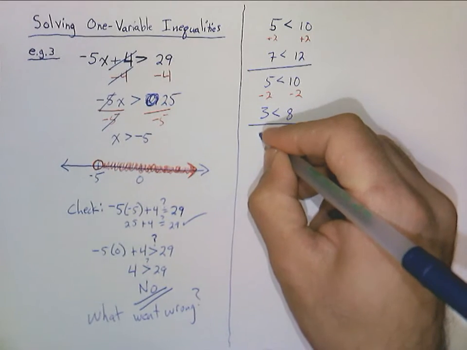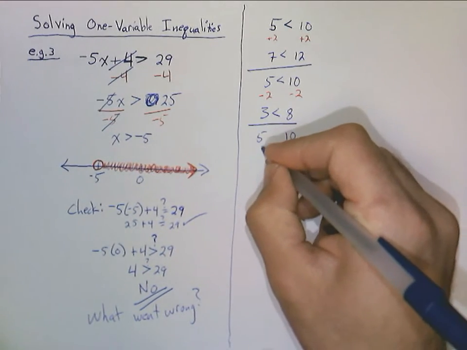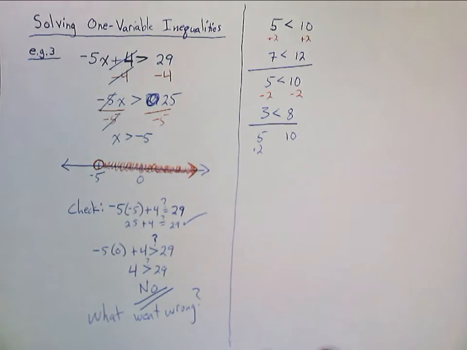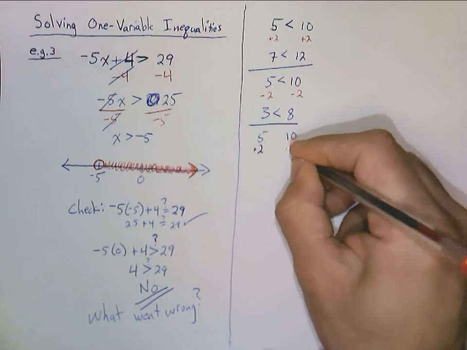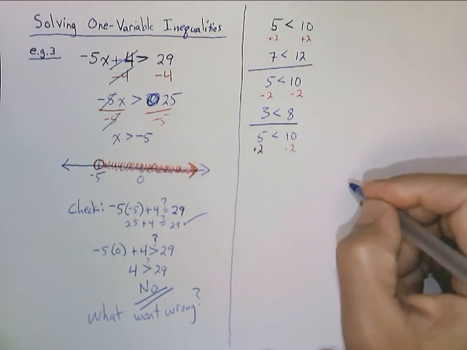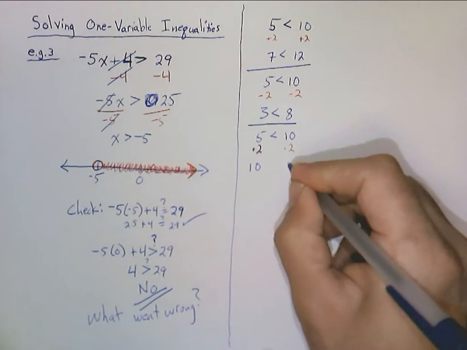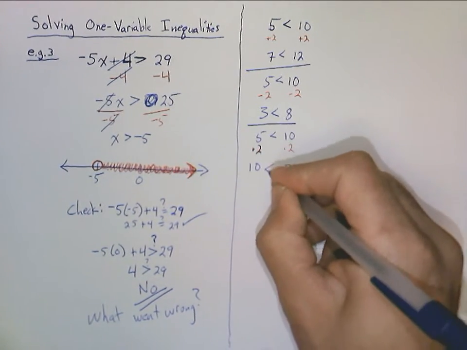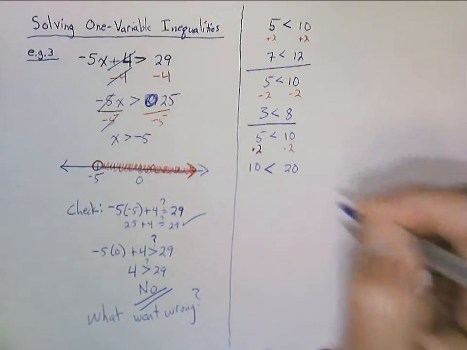Let's multiply by something. 5 and 10. We will maybe times 2. Oops, I meant to do that in red. Not a big deal. Times 2, times 2. Of course, 5 was still less than 10. After we multiply both sides by 2, 5 times 2 is 10. 10 times 2 is 20. Yes, 10 is still to the left of 20. Great.